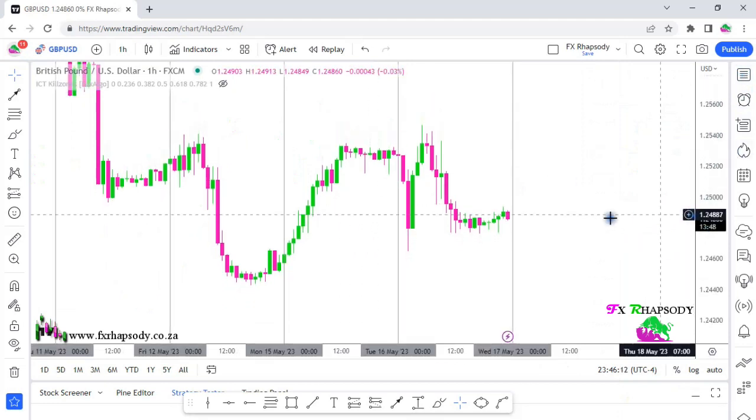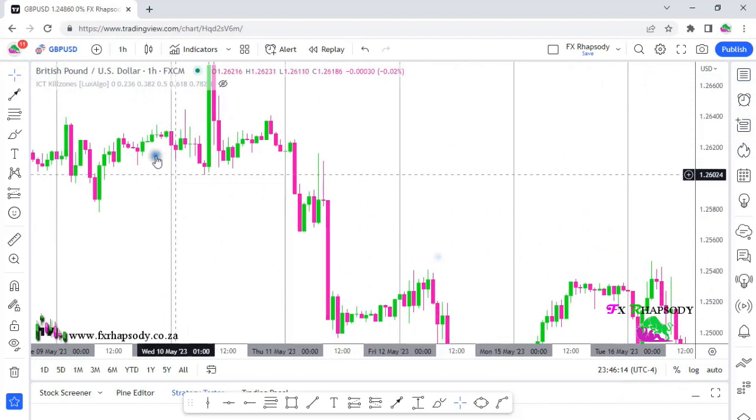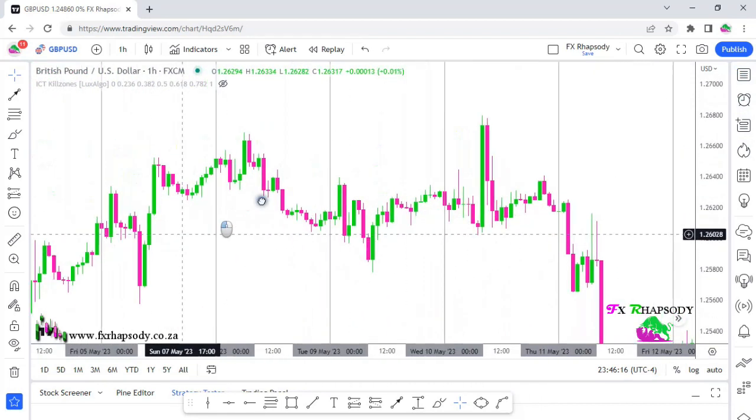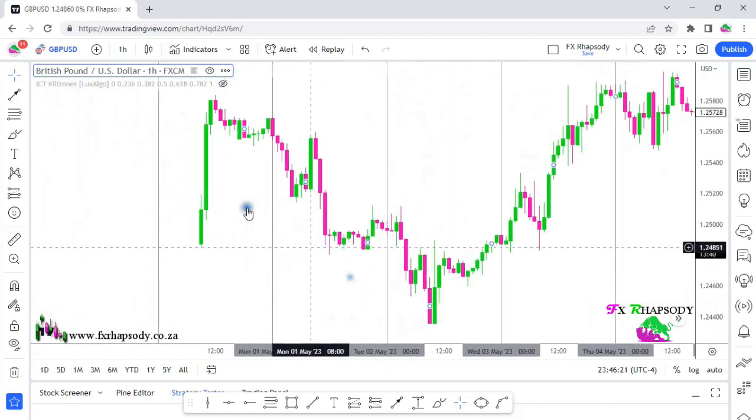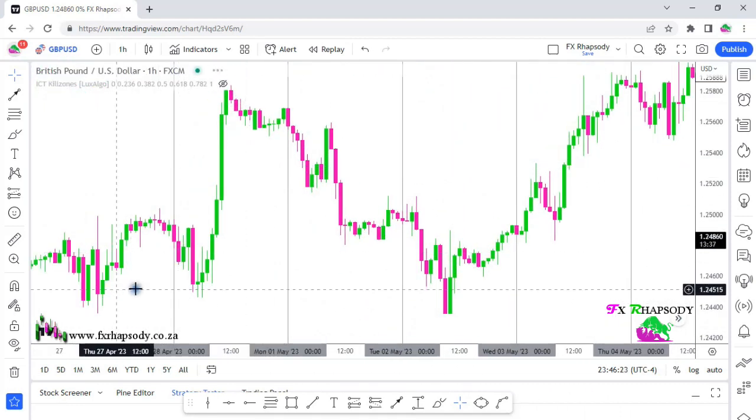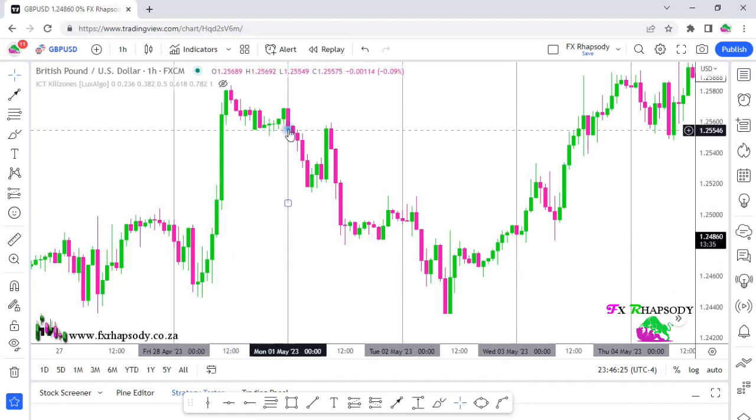This is the British pound, US dollar. Okay. So let's just roll back. I just marked out a little bit. Don't know how far, but let's just start here. Okay. There's a nice big movement upwards.